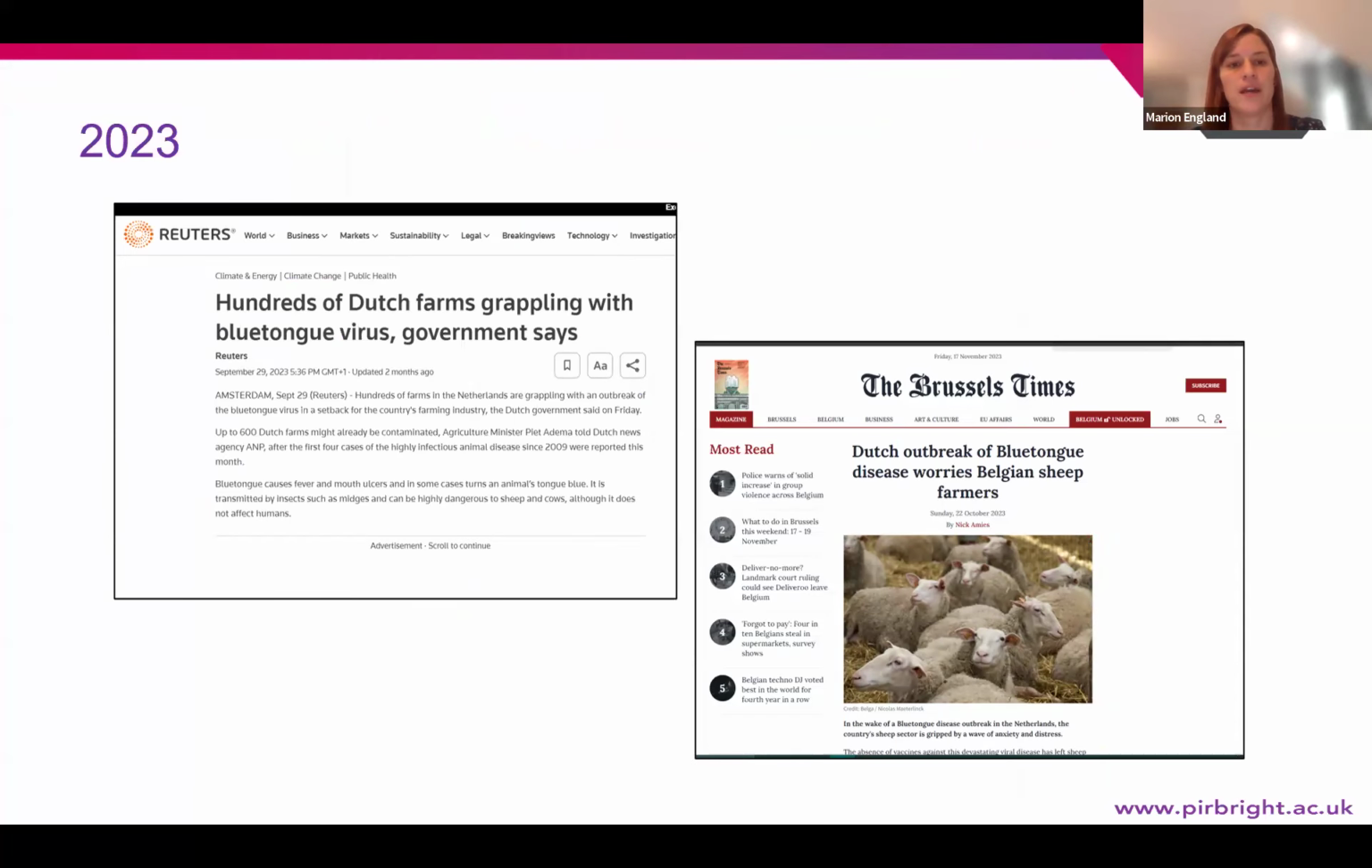So in 2023, pretty much exactly the same thing happened again. Bluetongue emerged on a Dutch farm in September 2023. This time it was bluetongue serotype 3. This was different from the bluetongue serotype 8 that we had before, but it is very much the same situation. Bluetongue serotype 3 was not anywhere near Europe. It wasn't on our radar as something to be looking out for, but it just randomly popped up again.